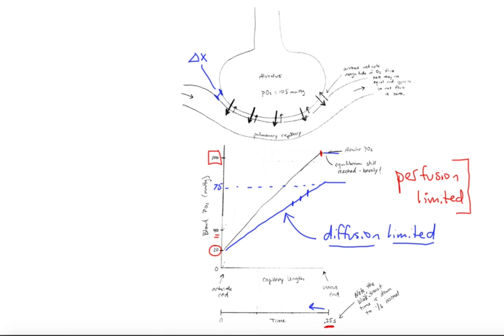Oh, I did want to point out one other thing. Remember in the previous picture, our gradient for O2 is, we'll go with the rest value, of 40 and 105. That's a big gradient, right? That's a 65 millimeter mercury difference. The CO2 values were, CO2 was 40, and so this was PO2.